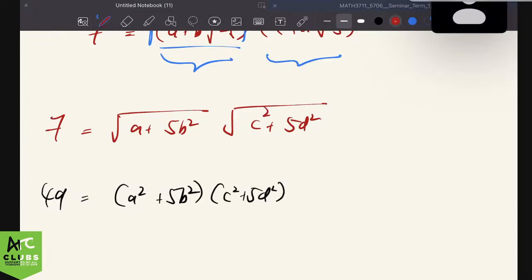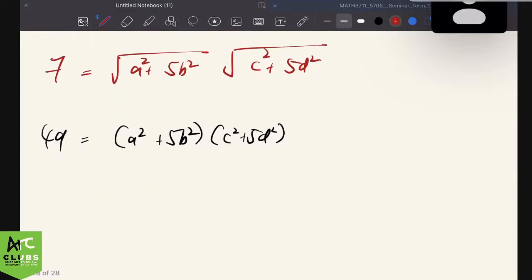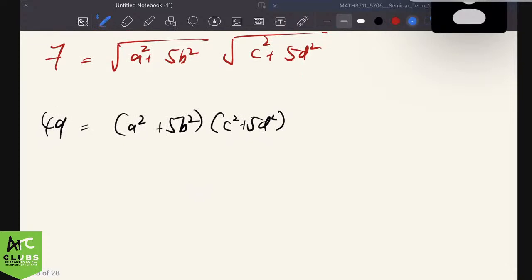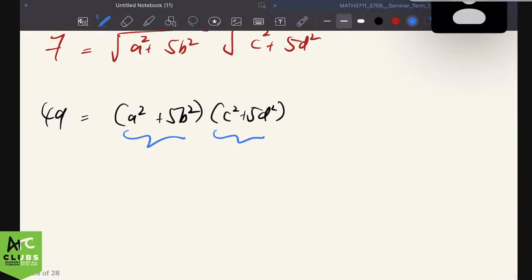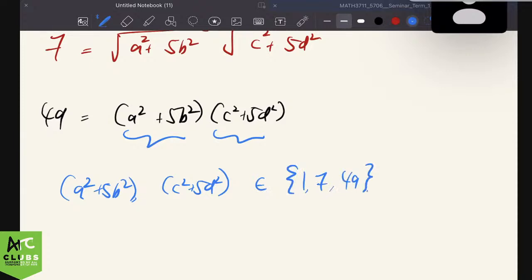Okay, so looking at this now, we need to basically show that if this holds, it's going to be some kind of contradiction. So these are all integers, which means they must divide 49. So a squared plus 5b squared and c squared plus 5d squared need to both be divisors of 49, which means they have to be 1, 7, or 49.